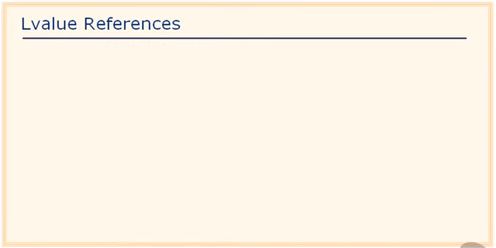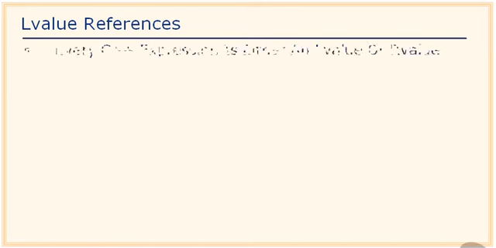Now the concept of L-value references is something you're going to read and hear about in C++, and I want to try to explain them to you here. Understand that we have L-value and R-value references. We'll talk about R values in a separate video, but in C++, every expression is either an L value or an R value.